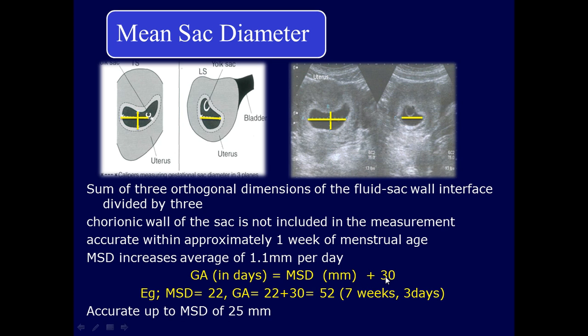For example, if mean sac diameter is 22 millimeters, then gestational age equals 22 plus 30, which equals 52 days or 7 weeks and 3 days. This technique is accurate up to a mean sac diameter of 25 millimeters. The mean sac diameter becomes progressively less reliable for predicting gestational age as the first trimester of pregnancy advances. Once the embryo can be seen, the measurement of choice for estimation of gestational age becomes crown rump length.